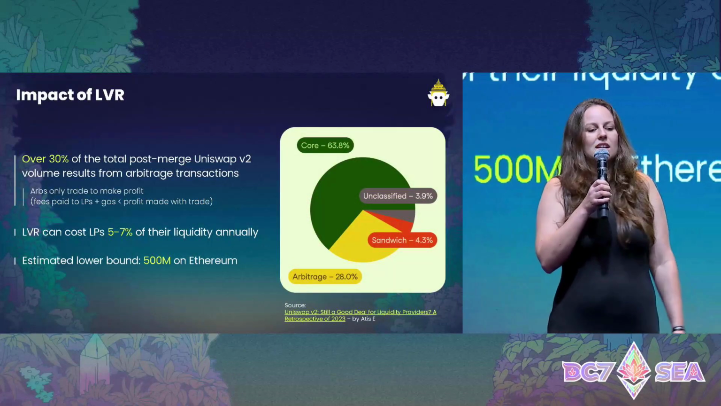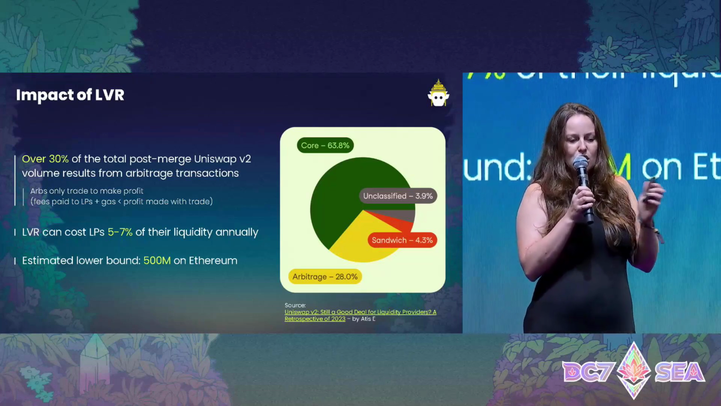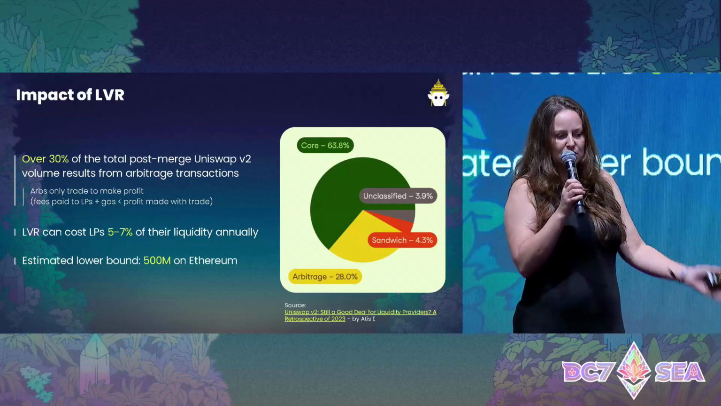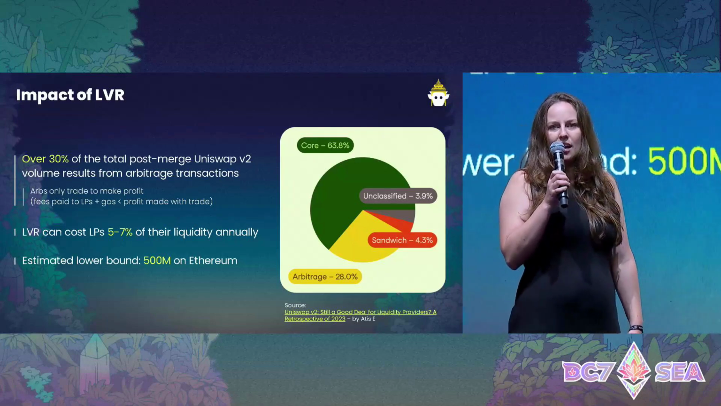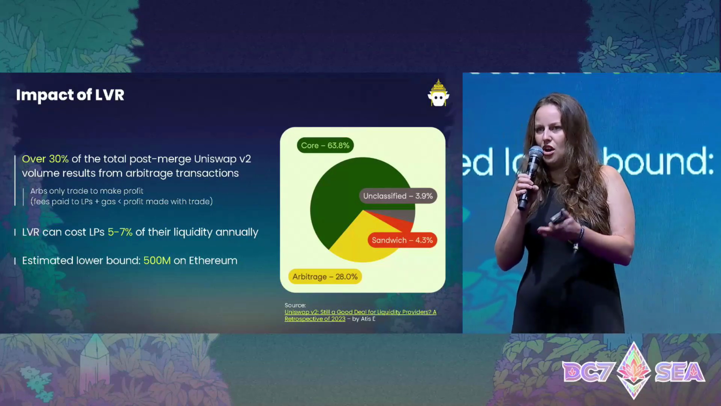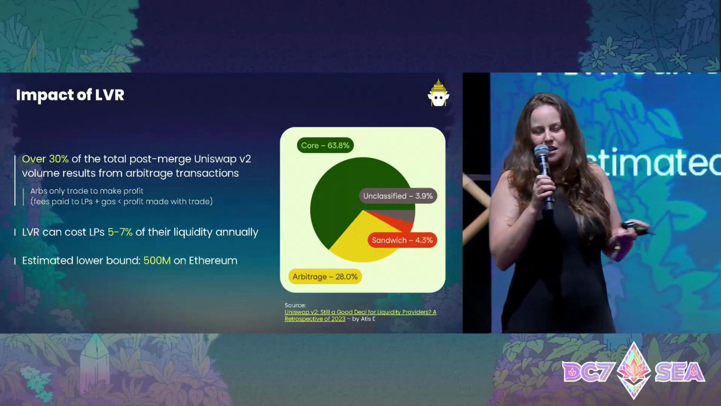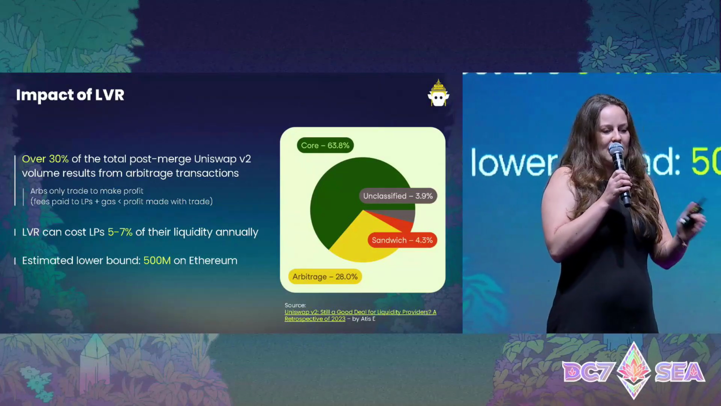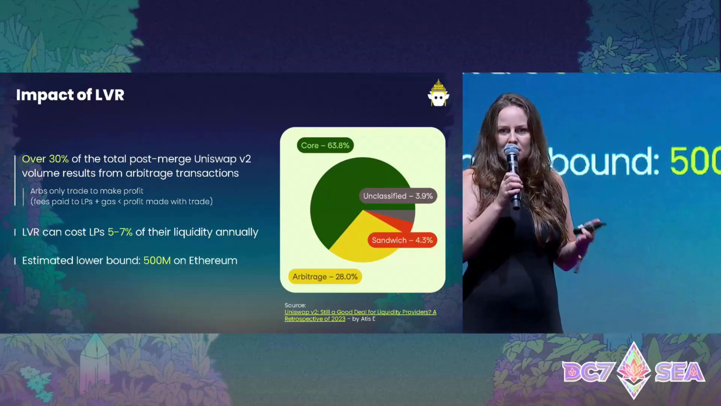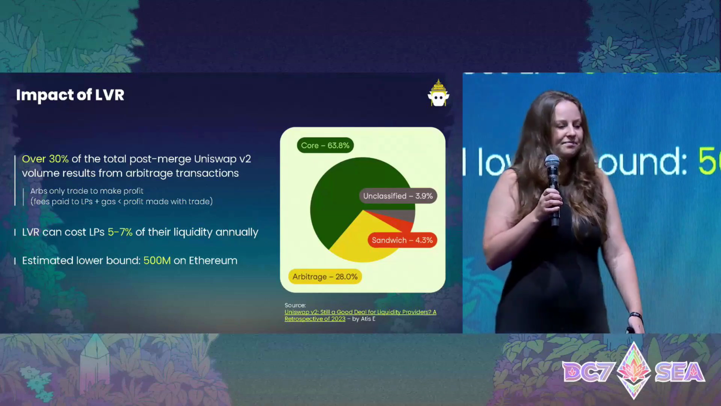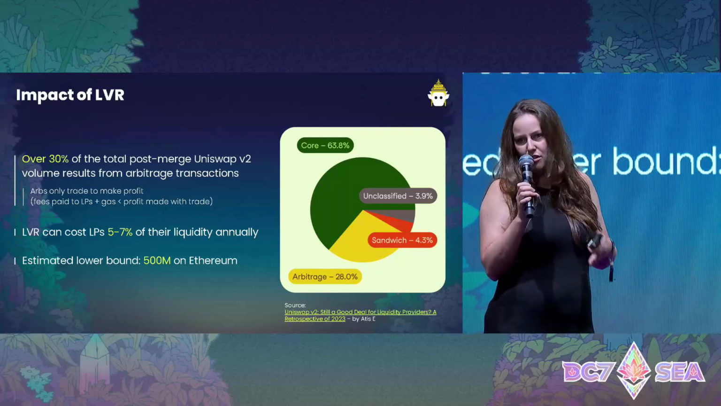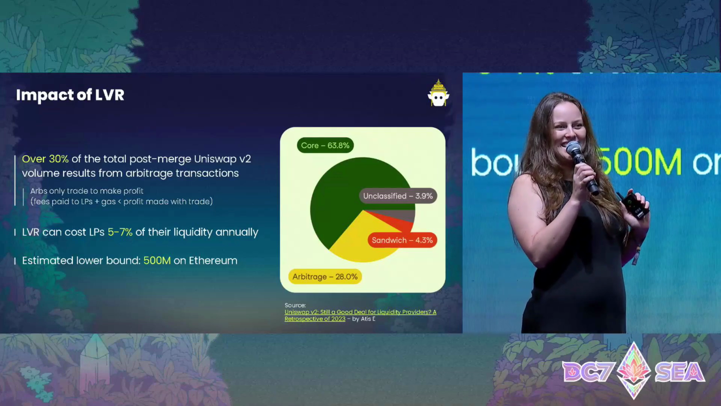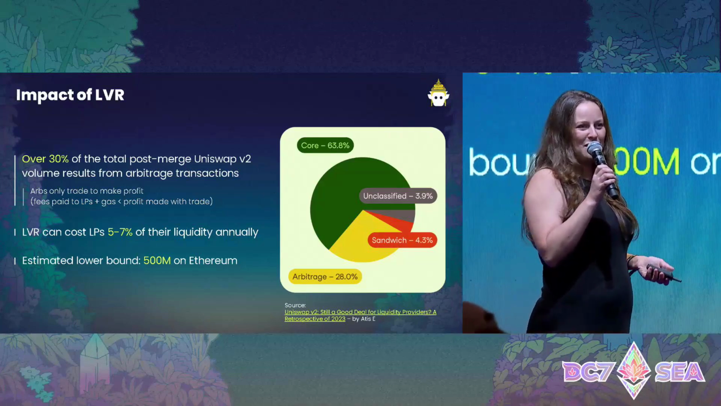If we look at concrete numbers, there's a lower bound of at least 30% of the volume that has been settled on Uniswap v2 post-merge that is coming from arbitrageur traders. So arbitrageur volume isn't equal to your LVR loss, but you can be assured that arbitrageurs will only trade if they can make a profit. Research suggests that between 5 to 7% of liquidity providers' liquidity is lost annually due to LVR. This equals an estimated lower bound of $500 million in US dollars. And this is on Ethereum alone. And from everybody who was raising their hands that they are providing liquidity to Uniswap, part of this money is coming from you.